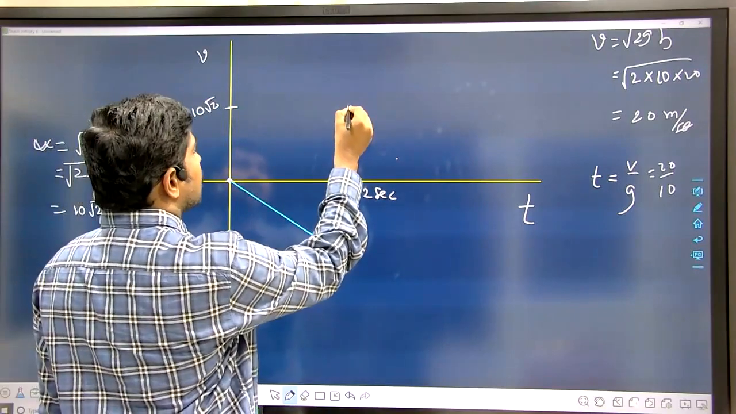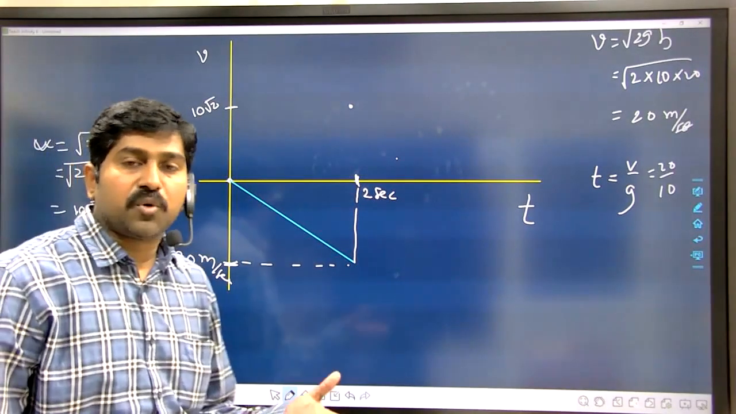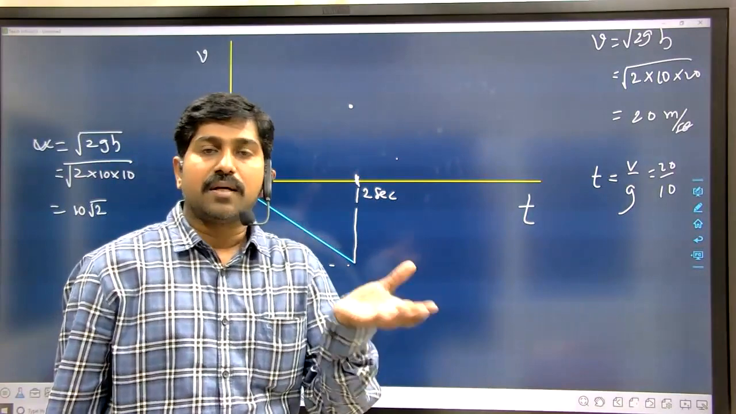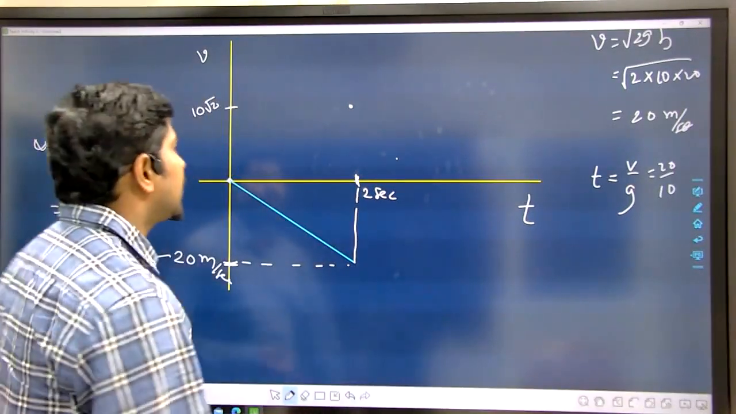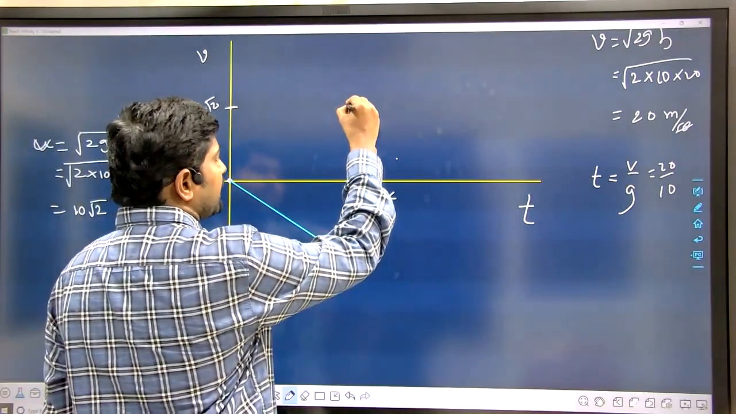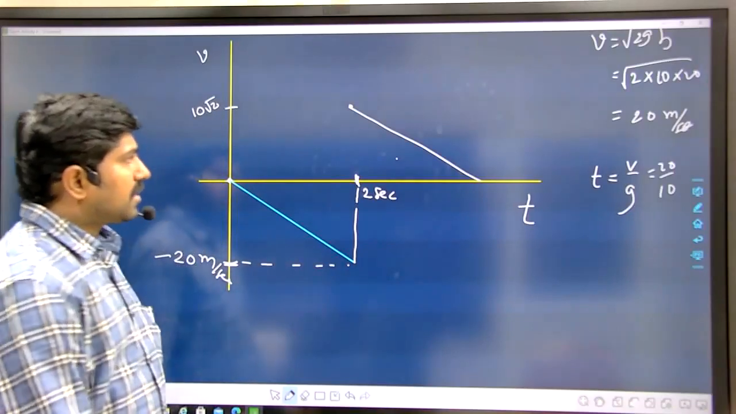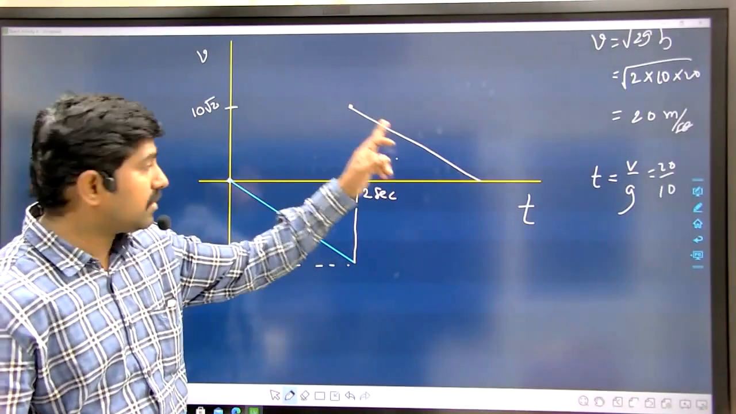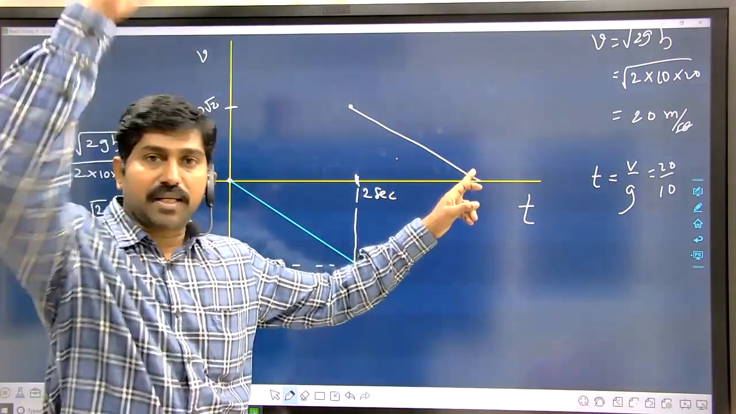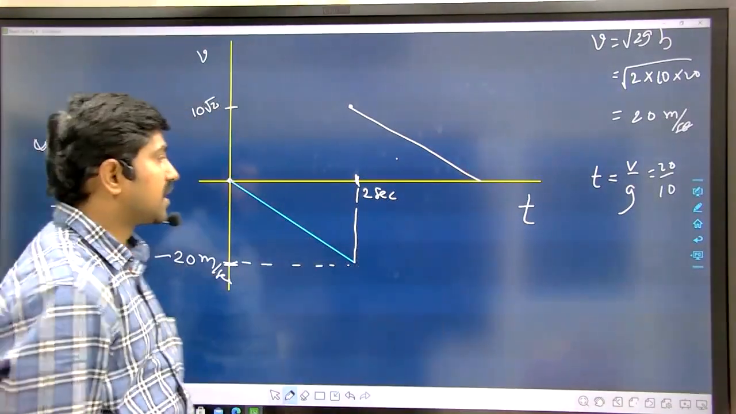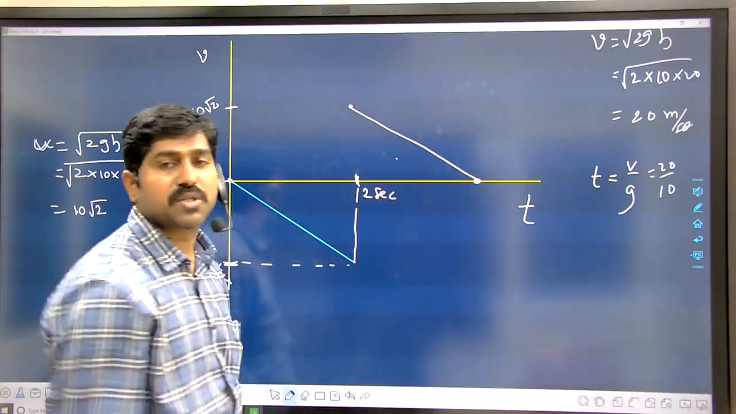After 2 seconds, it starts from this particular point. While it is moving in upward direction, what will happen to its velocity? Velocity decreases only, na? And of course, velocity decreases uniformly. And finally, this particular particle reaches zero velocity. At maximum height, it reaches zero velocity. And of course, you have to calculate what is the time taken in upward motion.